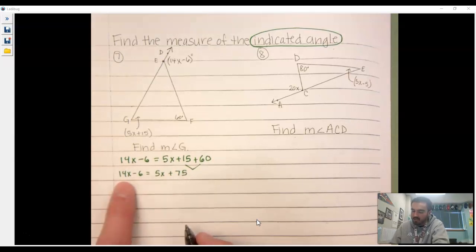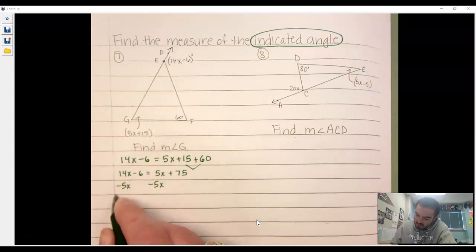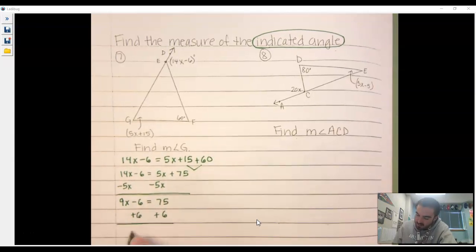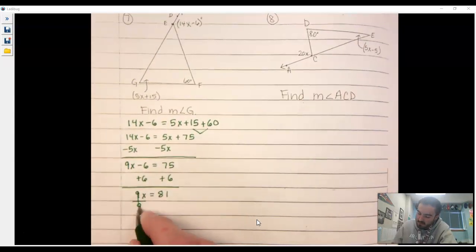I want all my x's on one side, so I'm going to subtract 5x. I'm going to get 9x minus 6 equals 75. Add 6 to both sides. I'm going to get 9x equals 81. And then I would divide by 9, and I would get x equals 9.